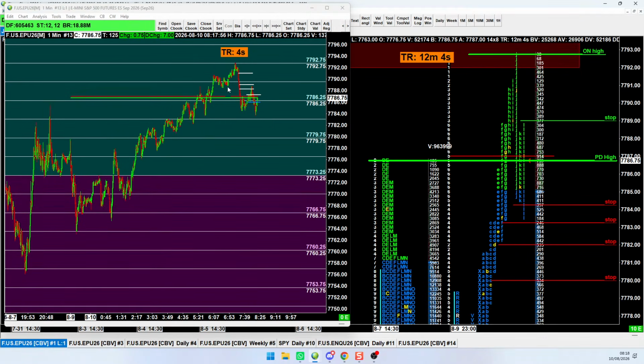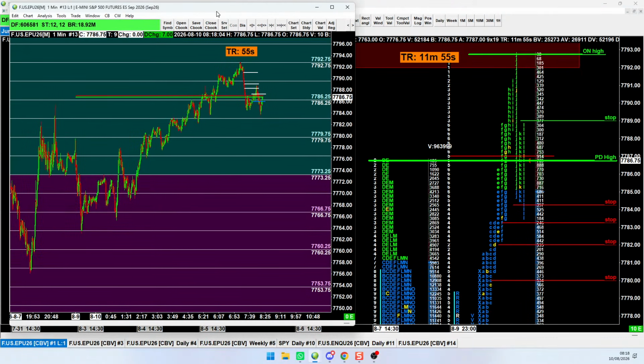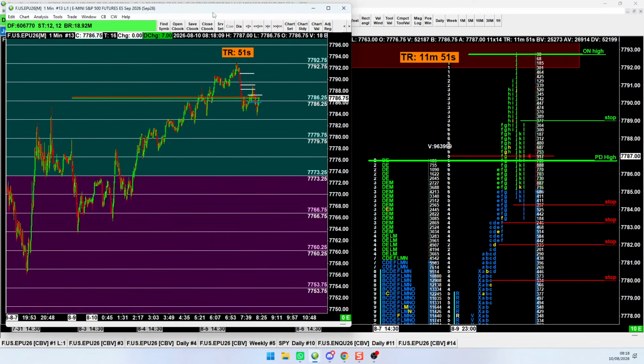Look how small the candles are. There's nothing to do here. So go chill out. Come back in a few hours and see if there's a better setup.